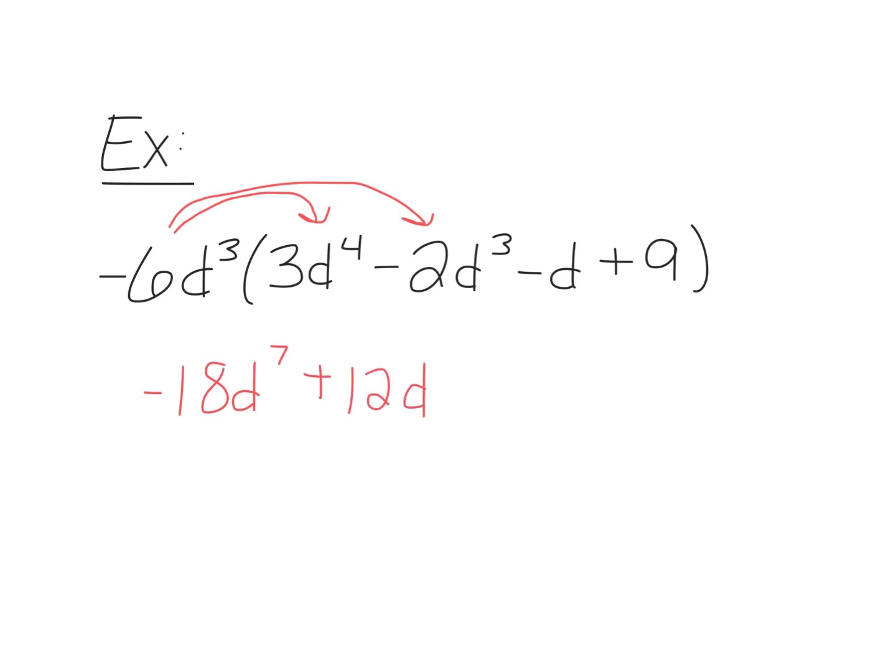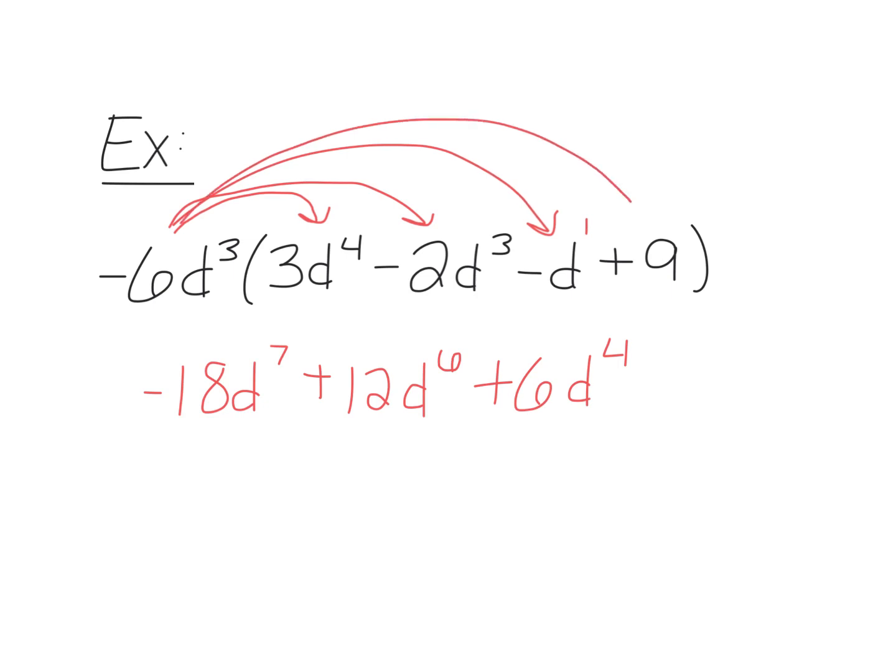D to the 6, right? When you're multiplying, make sure those exponents change. Now we have negative 6d to the 3rd times negative d. What do we get for that? 6d to the 4th, yep. And then multiply it by our constant, negative 6d to the 3rd times 9. Negative 54 d to the... Thank you. D to the 3rd.